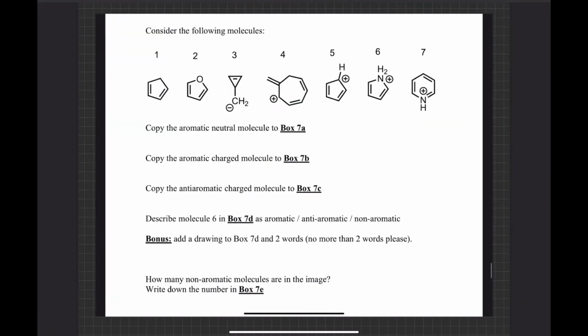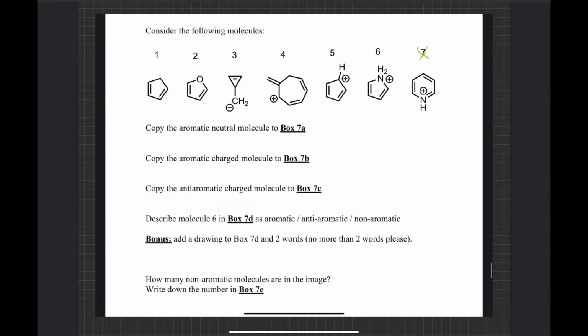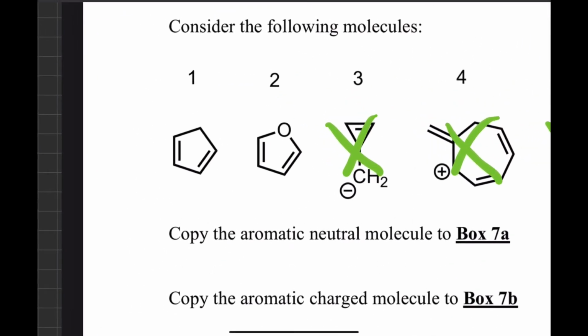Okay, since 7a is asking for a neutral molecule, we can instantly cross off 7. That leaves us with molecule 1 and 2. So let's take a closer look at 1 and 2. Molecule 1 has 1, 2, 3, 4 pi electrons. However, it also contains an sp3 carbon. This sp3 carbon interrupts the communication between the p orbitals, so they can't all overlap and communicate with one another. Therefore, molecule 1 is considered to be a non-aromatic.